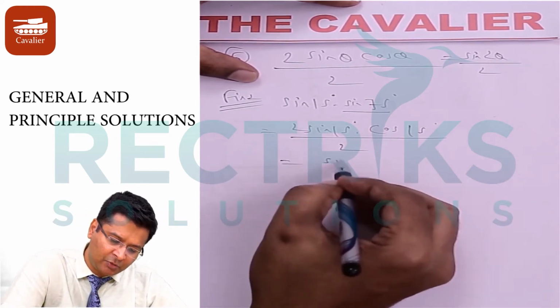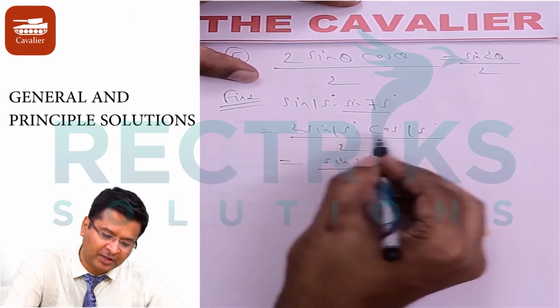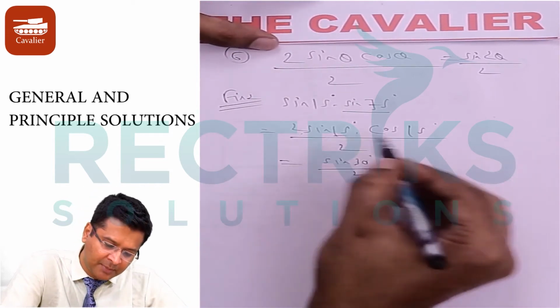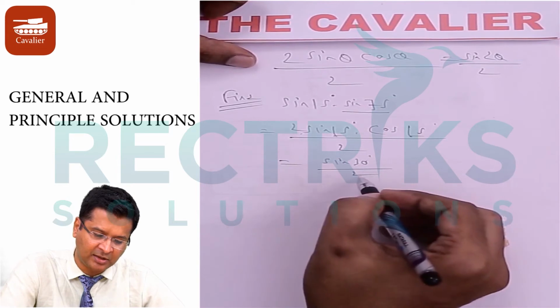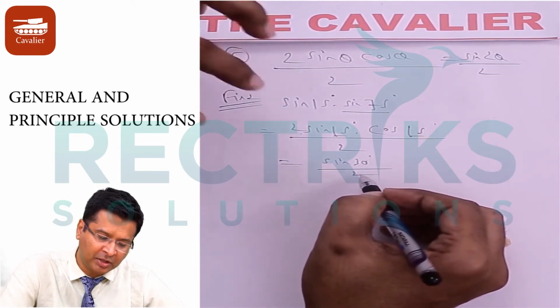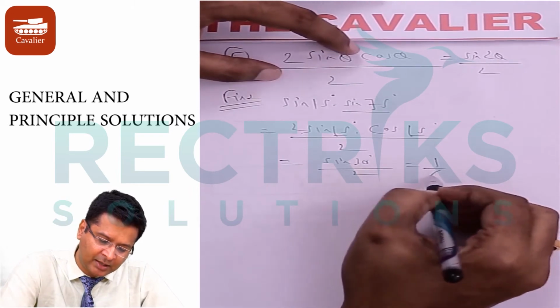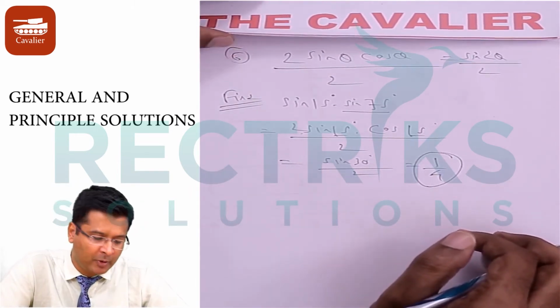So the ultimate question becomes sin 30 degree upon 2, because 2 sin theta cos theta has a formula, that is sin 2 theta. So here theta is 15. When we do sin 2 theta, it will become sin 30 upon 2. So without knowing the values of 15 degree and 75 degree, I am going to get the answer as 1 by 4. Now that is the application of this particular formula.